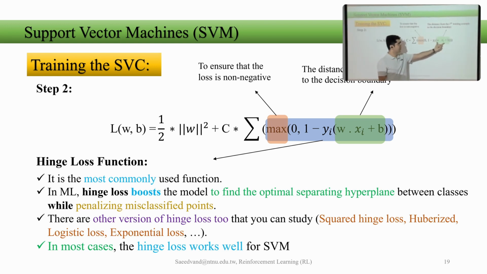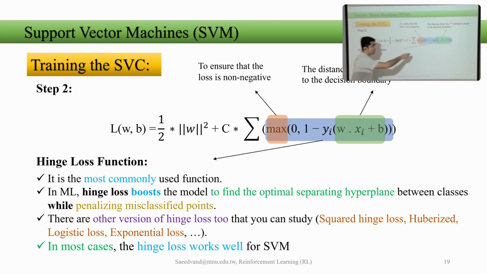the ith training example to the decision boundary. That determines that for me, and this maximum is to ensure that the loss is not negative, because it's the maximum of 0 on the left side and this term over here. If it's negative, we replace it with 0. Otherwise, we use the value that we have on the right side.